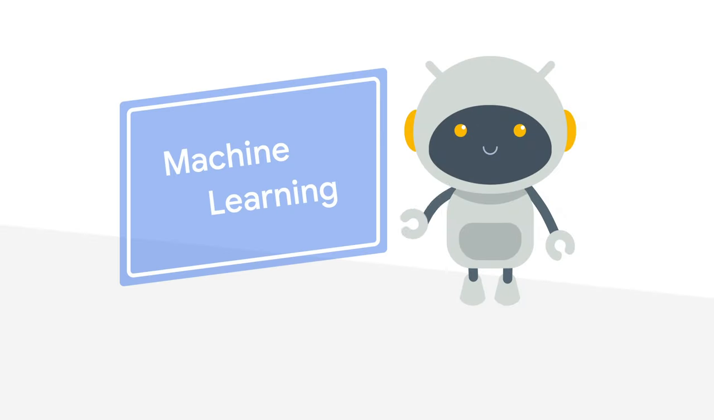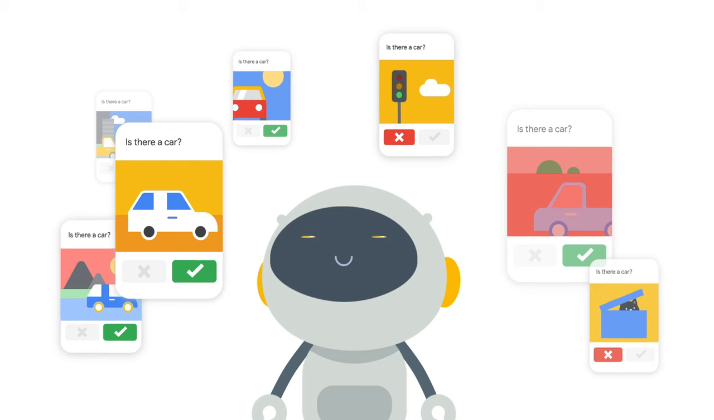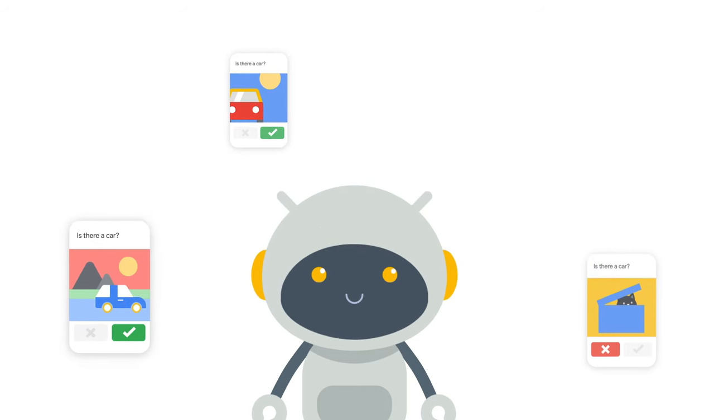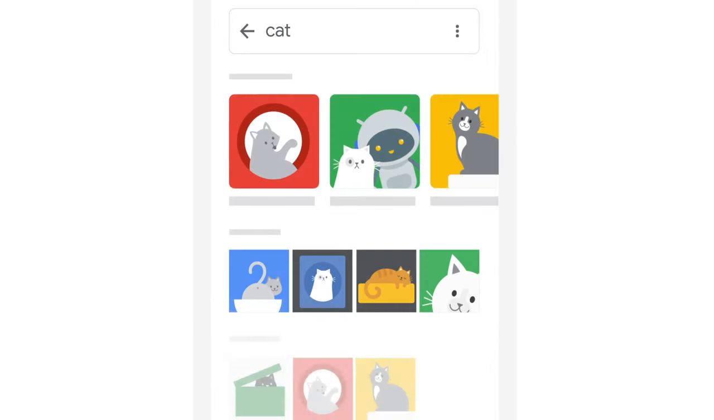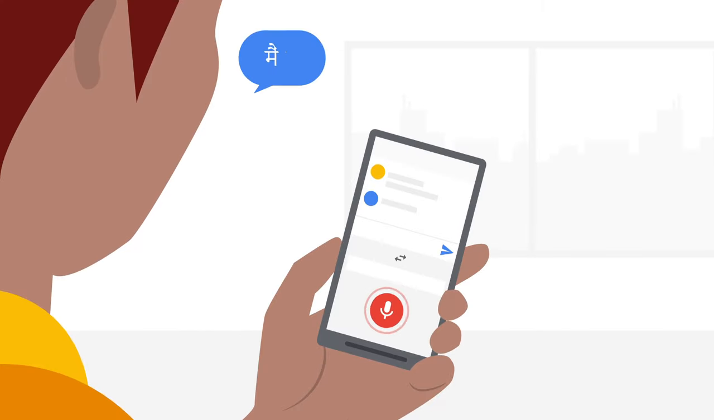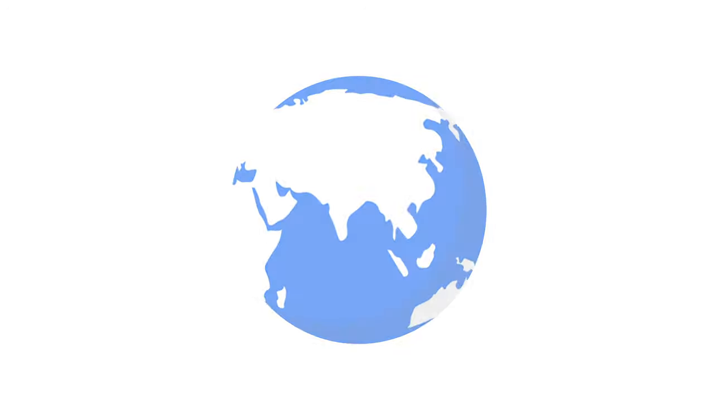You've heard of machine learning, but what is it? Machine learning is a technique that allows computers to acquire skills by looking at several examples, instead of through sets of rules. Machine learning makes it easier for you to do things every day, like searching for photos of what you love, speaking to anyone in any language, and getting you exactly where you want to go, anywhere in the world. So how do machines learn?